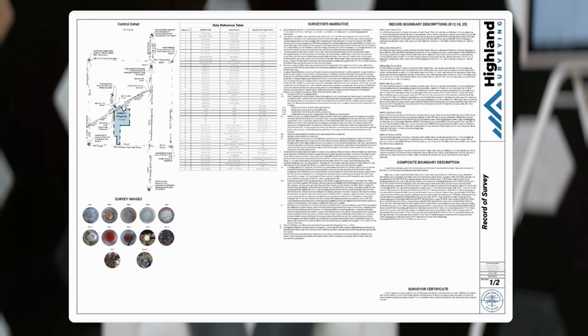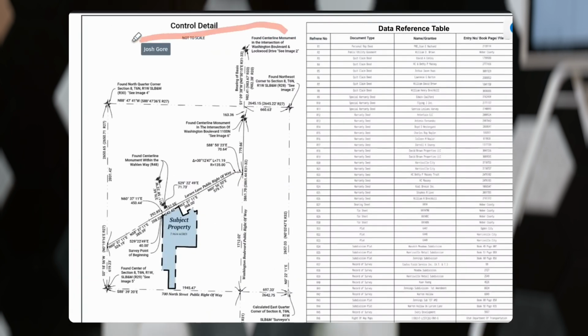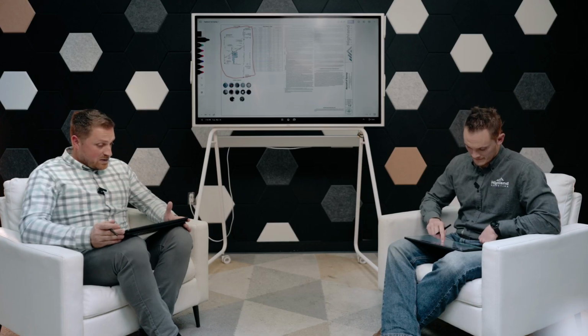On sheet number 1, you'll see there's a few different sections here. I'd like to start with the top left over in this area. So that is the vicinity map or control detail. In this situation, it shows the subject property, it shows the roads that are nearby, and some of the survey control or the monumentation that the surveyor went to make this boundary determination.